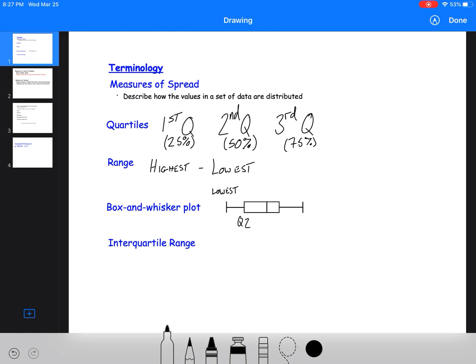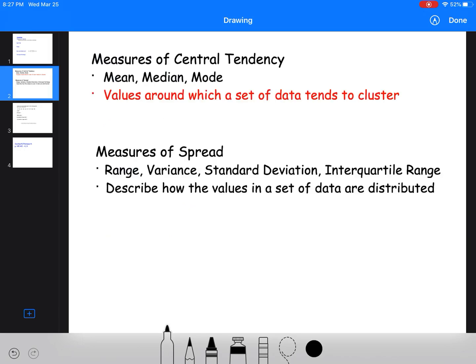The part of the box here is Q1. This line in the middle is the median. Notice how it's not always directly in the center. Then we have Q3, and then the highest data point. Okay, the interquartile range is just Q3 minus Q2. Or sorry, not Q2. Oops, that's Q1. Q2, like I just said, is the median.